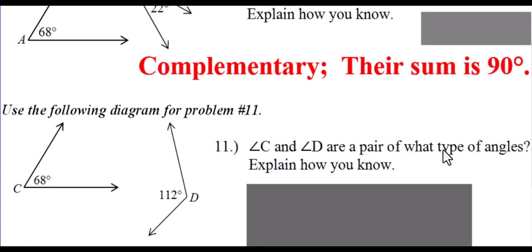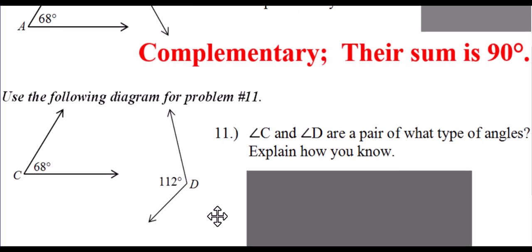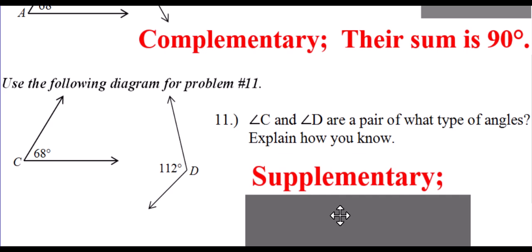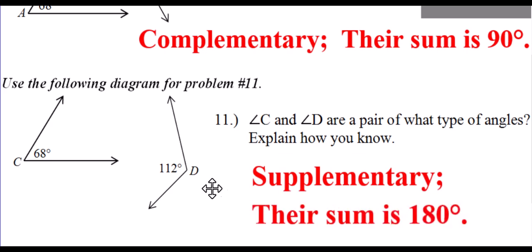Well, what about problem number 11? Angle C, angle D. What type of pair of angles are they? Well, if you take 68 plus 112, you get 180 degrees. What do we call pairs of angles whose sum is 180 degrees? We call them supplementary angles. And again, the explanation would just be to say that if you add them together, their sum is 180 degrees.